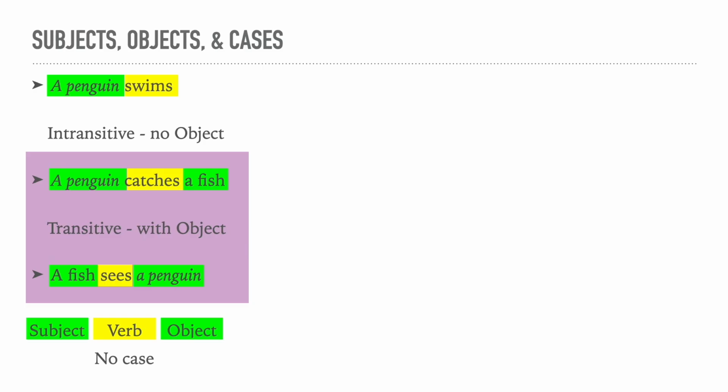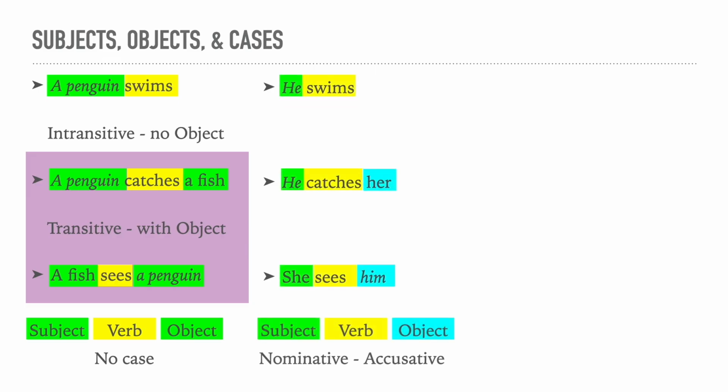So if we look at a group of sentences with pronouns in English, we get a different arrangement here. He swims, he catches her, and she sees him. In these examples, we can see that the pronoun actually changes to indicate whether it's doing something or it's receiving an action. We don't do this with normal nouns, it's just the pronouns in English, although we used to do this hundreds of years ago in English.